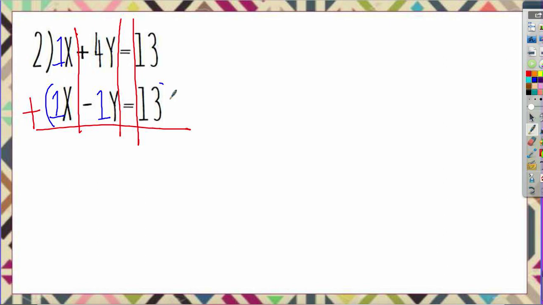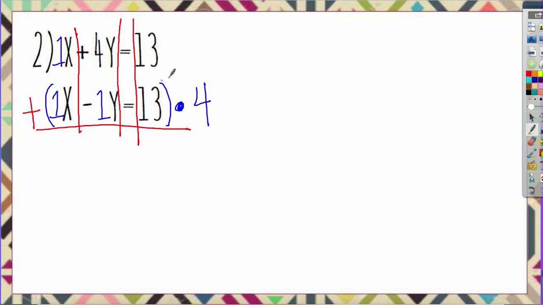So instead of just doing the easy way, which honestly is the x's, I could just multiply by a negative and make the x's cancel. I'm going to make the y's cancel just to prove to you that you can do either method. So I'm going to multiply the bottom equation by a positive 4.